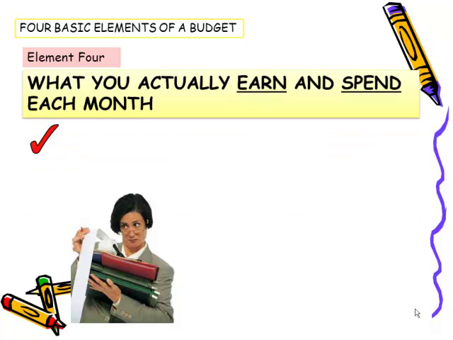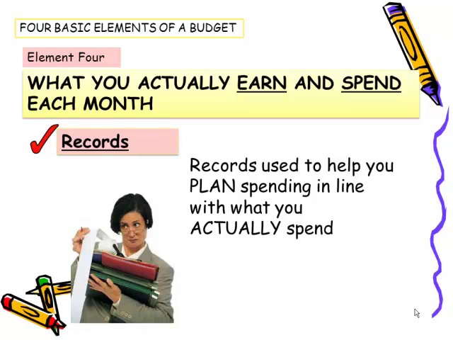So element 4 is what you actually earn and spend each month. That's where the records come in, and that's why records are important. Records help you plan your spending in line with what you actually spend. It's basically to gather facts and find out what you're doing with your money, and a budget is there as a roadmap to help you funnel those monies into the categories you want, to make sure you meet your needs first, and then you can act on your wants.